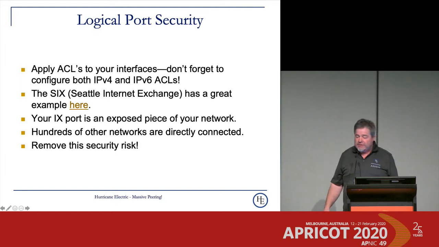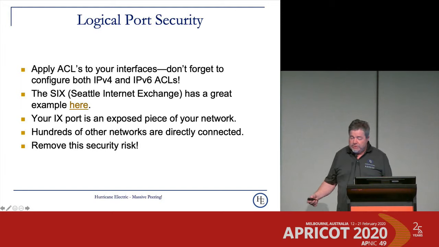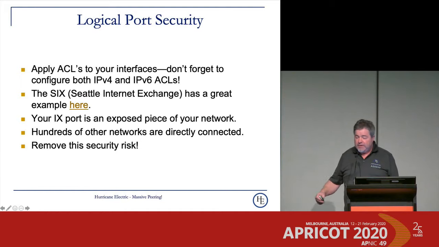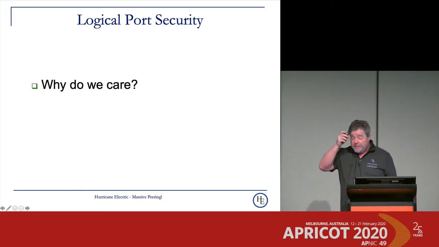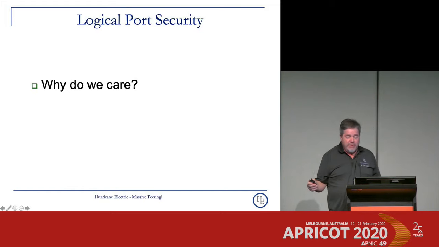As you know, the IX is an exposed piece of the network, so we should do whatever we can to protect it. Because when you're on an exchange, you don't have only one network attached, you have up to 1,000 if you're in Brazil. So security is very important. So let's remove the security risk. So why do we care? A lot of talks go on and on, but there's never really any meat to why we should care.